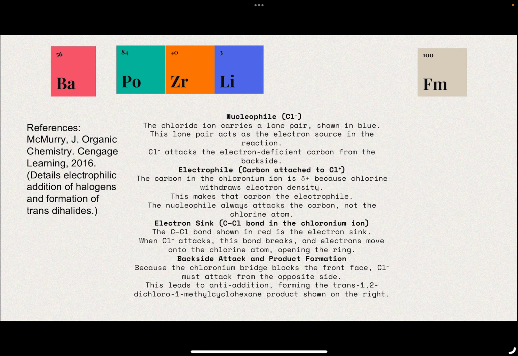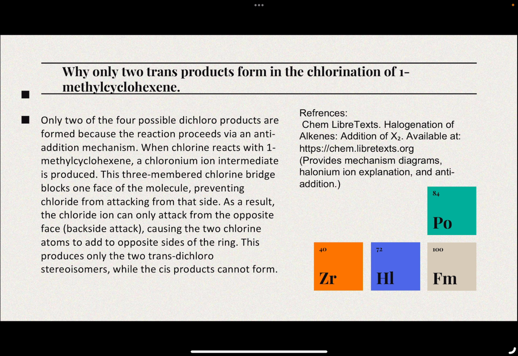And then, why do only 2 trans products form in the chlorination of 1-methyl-cyclohexene? Only 2 of the 4 possible dichloro products are formed because the reaction proceeds via an anti-addition mechanism. When chlorine reacts with 1-methyl-cyclohexene, a chlorinium ion intermediate is produced. This 3-membered chlorine bridge blocks one face of the molecule, preventing chloride from attacking from that side.